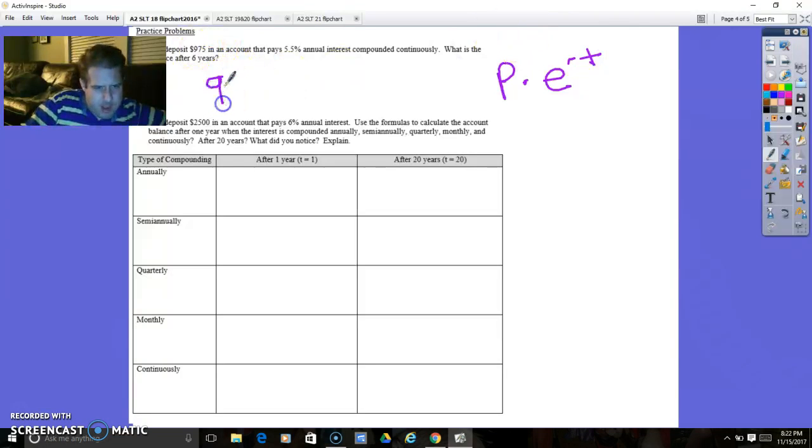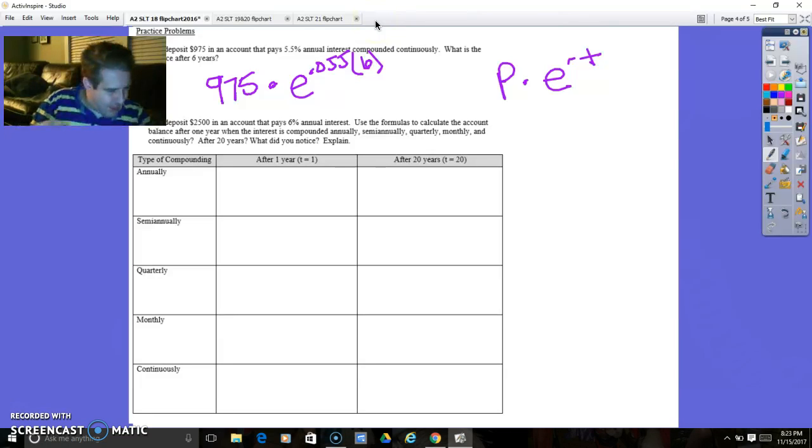So if you input $975 into your bank account, and you multiply that by E, which represents the absolute most money that you can make if you compound it continuously, at the rate of 5.5%, which is 0.055, because you move the decimal twice to the left, times T, how many years? That would be 6 years. All right, so there we go.